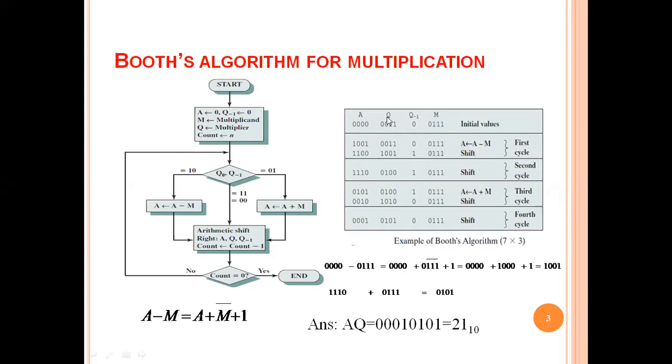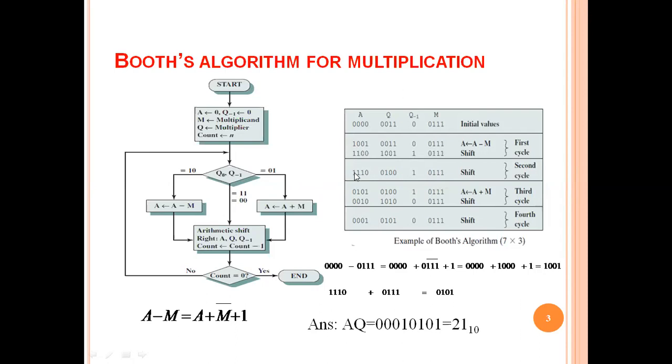Now again we check Q0, Q minus 1. That is 1, 1. So 1, 1 means, see here, Q0, Q minus 1 is 1, 1, so we directly go to the arithmetic shift right. If this is the value A, Q, Q minus 1, we arithmetic right shift. That means this 1 will come here, this 0 will come here, this 0 here, this 1 here, this 0 here, this 0 here, this 1 here.